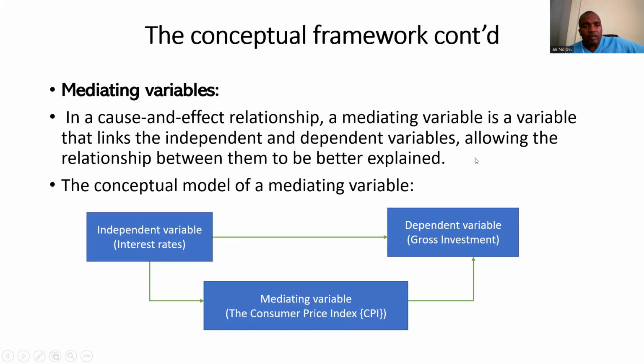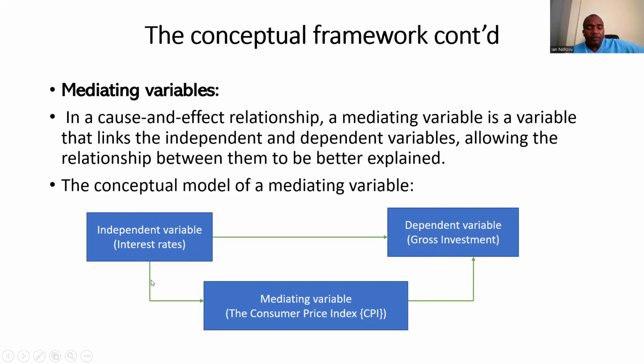So this first installment, I'm going to end it on mediating variables. In a cause and effect relationship, a mediating variable is a variable that links the independent and dependent variables, allowing the relationship between them to be better explained or better amplified. The conceptual model of a mediating variable is as follows. Ideally, we expect the independent variable, which is interest rates, to affect the dependent variable, which is gross investment.